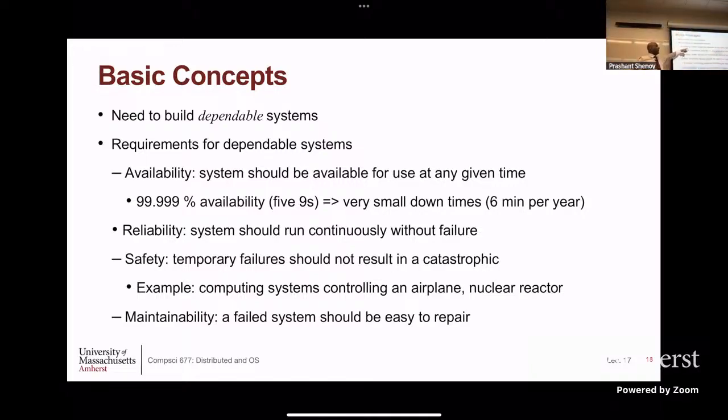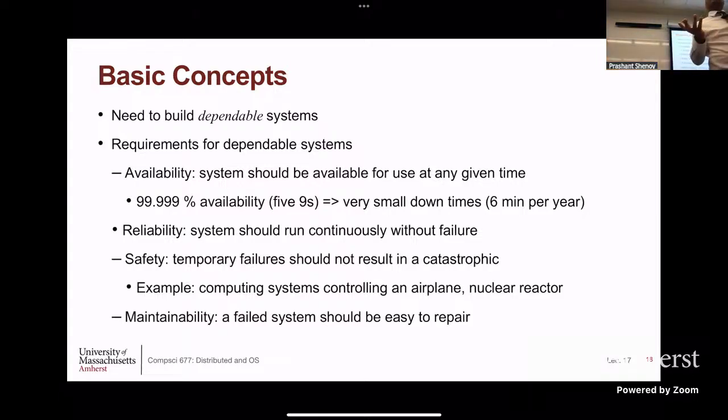Availability means that the system should be available for use at any given time. If I go to a system, is it up or down? What's the percentage or probability that it's up at any given time when I try to access the system?